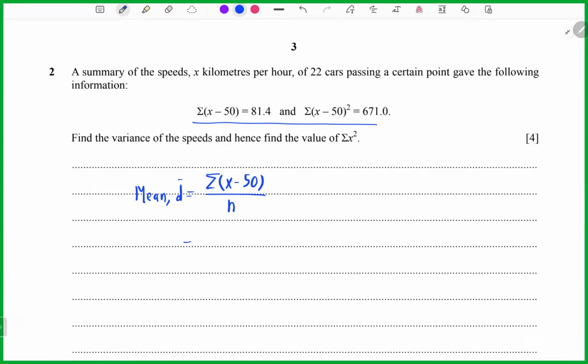Okay, so now we can take 81.4 divided by 22. So you will get 3.7. Okay, now we already get 3.7, right? Now we can look at the variance.